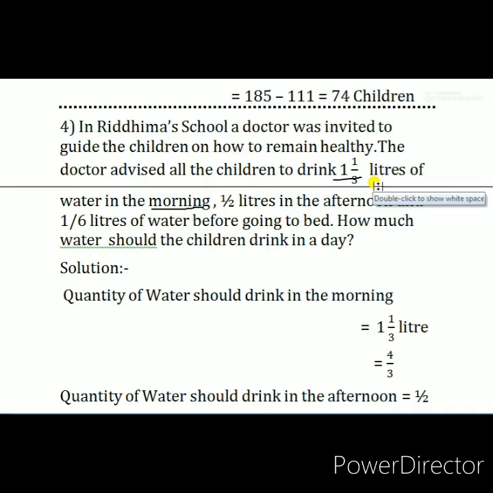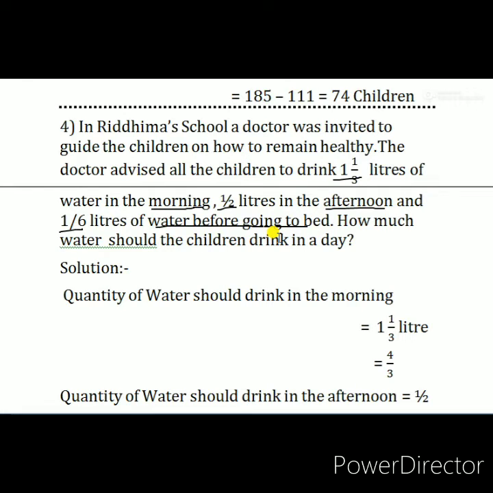So the doctor advised the children to drink 1 and 1/3 liters of water in the morning, half liters of water in the afternoon, and 1/6 liters of water before going to bed. Here the question is, how much water should the children drink in a day? Here we have to add the total liters of water drunk in 3 times, that is in the morning, in the afternoon, and before going to bed.